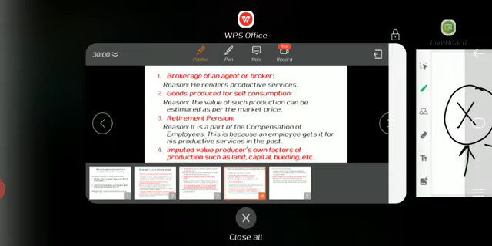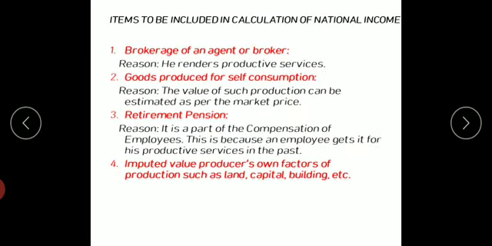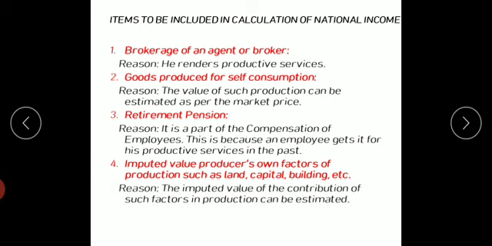Okay. When a producer uses his own factors of production, the market price of such factors of production are called the imputed values, and they can be calculated, they should be calculated, right? Let us see the reason. The imputed value of the contribution of such factors in production can be estimated. We can estimate that, and that is a productive service, and that's why we have to include it.